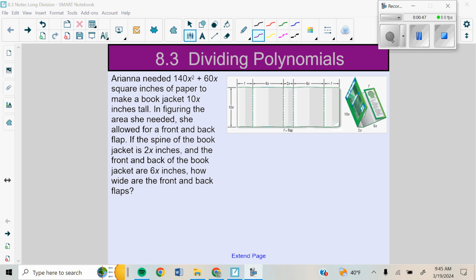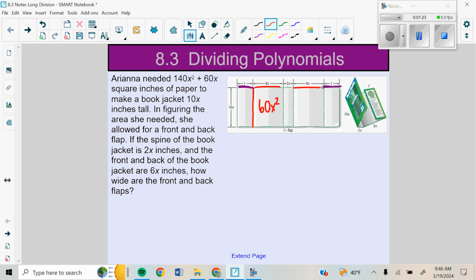So what we need to find is this width here, right there, and right there. And we have all of our other dimensions and we have the full area that we need of paper. So what we're going to do is go ahead and find the area of the rectangles that we do know, and then it's going to help us find out how much we have left over to determine for each of the flaps. So we have 6x and 10x, so this becomes 60x squared.